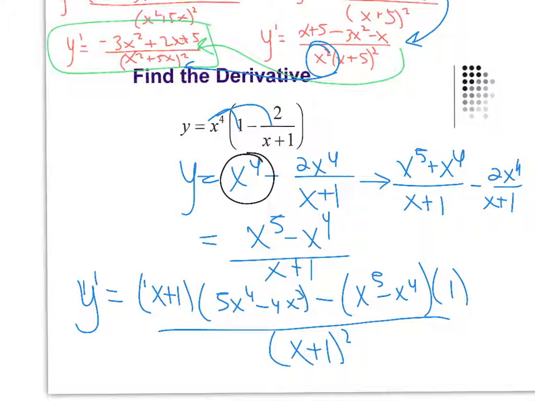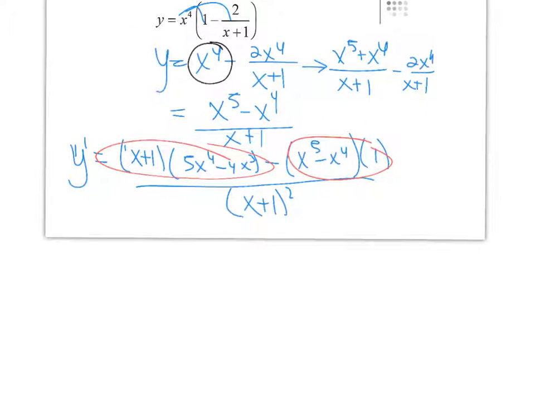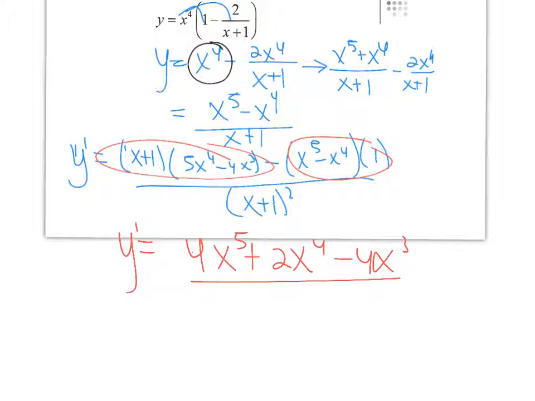So multiply through here. You multiply through by the 1, but then have to distribute the negative. And what you should end up with is y prime equals 4x to the fifth plus 2x to the fourth minus 4x cubed over x plus 1 squared. And again, you don't have to expand that out, which is kind of nice. If you ended up with some version of that, that's okay too.